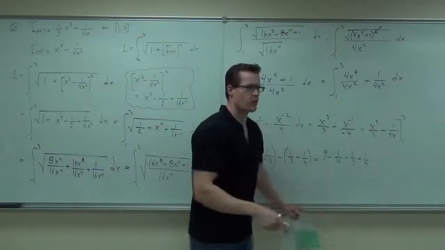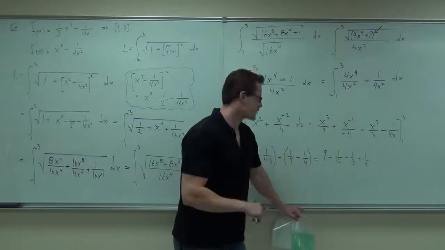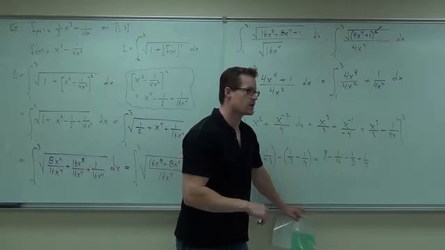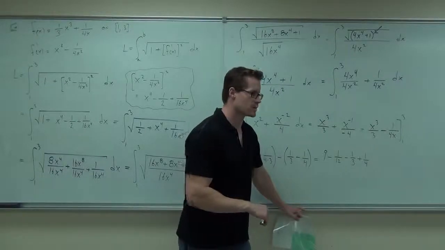Common denominator is 12 if you want to do it that way. 108 over 12 minus 1/12 minus 4/12 plus 3/12. 53 over 6? Yeah, 53 over 6.